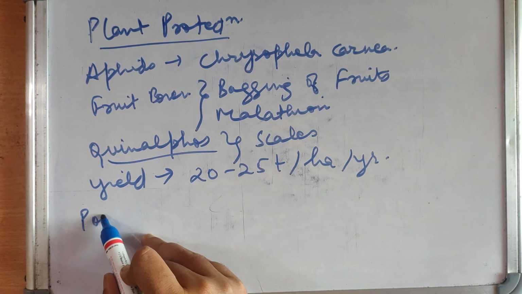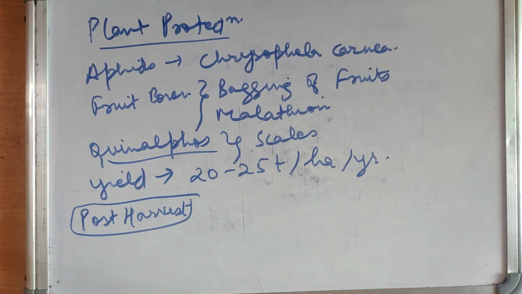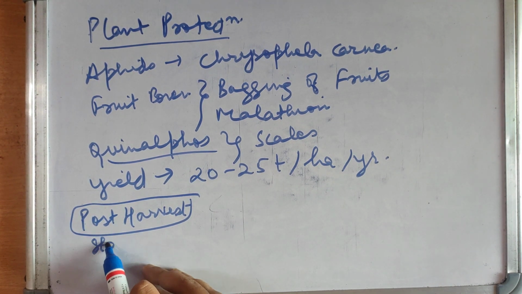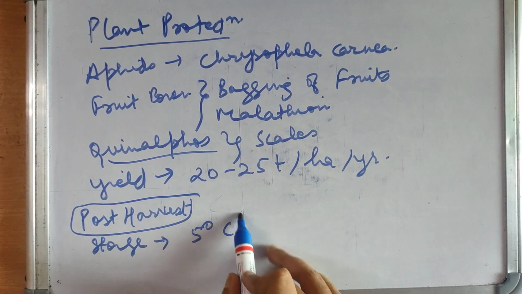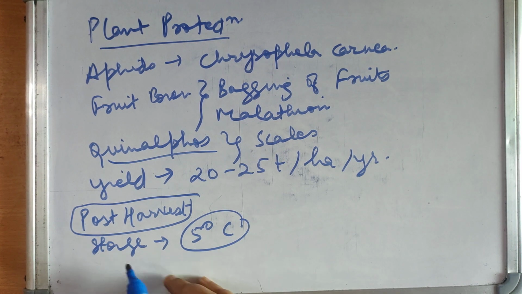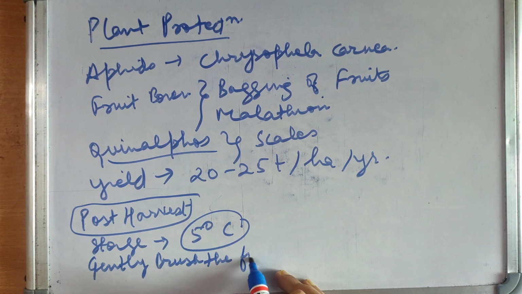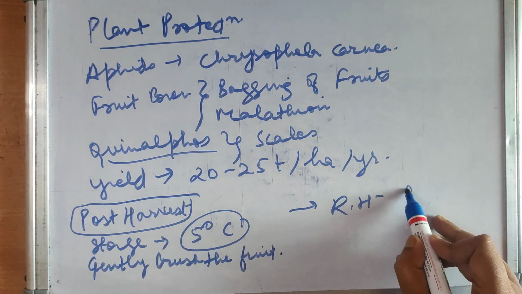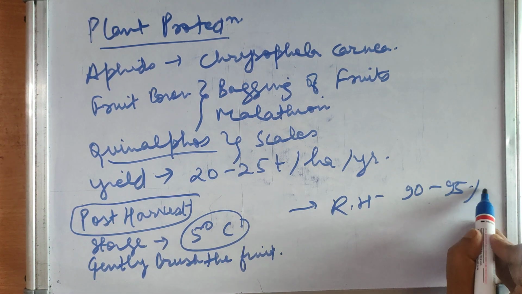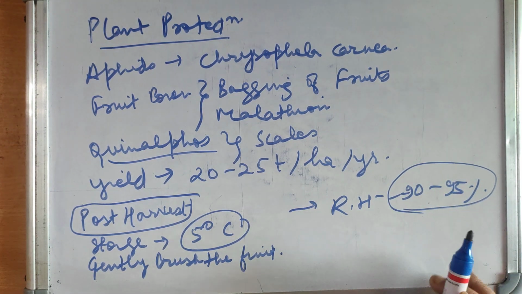And for post harvest management, storage should be at a temperature of 5 degrees Celsius so that it increases its shelf life. We should gently brush the fruit. Relative humidity should be around 90 to 95% if the fruits are clean and dry.